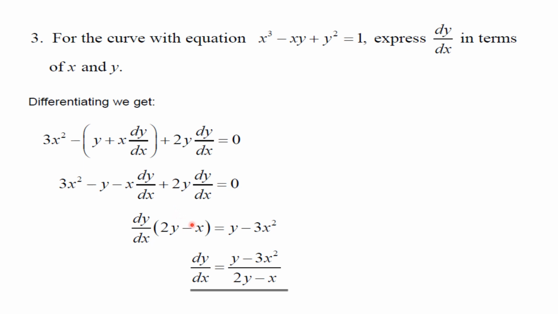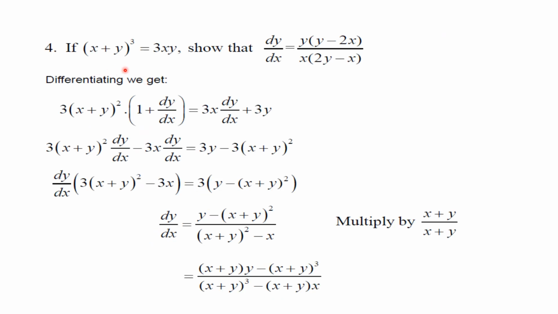So it's 2y minus x. Group this together. And then this part here, which is not attached to dy dx, you bring to the right. So it becomes y minus 3x squared. And dy dx is y minus 3x squared over 2y minus x. So you have expressed dy dx in terms of x and y.